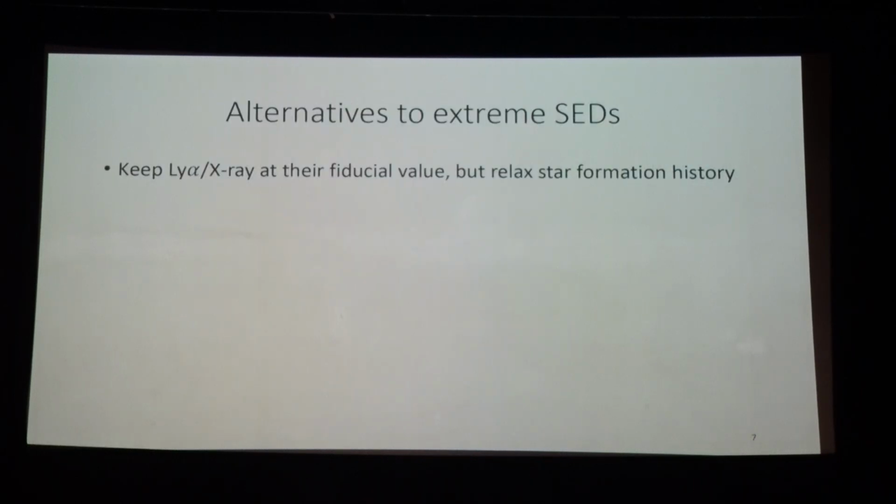Let us also look at an alternative model in which we modify our star formation history rather than the Lyman alpha coupling or the X-ray photon terms. So in this case I am going to change my star formation history. An interesting consequence of this star formation history modification is that we can make new predictions for the galaxy surveys, such as those made by the JWST program.